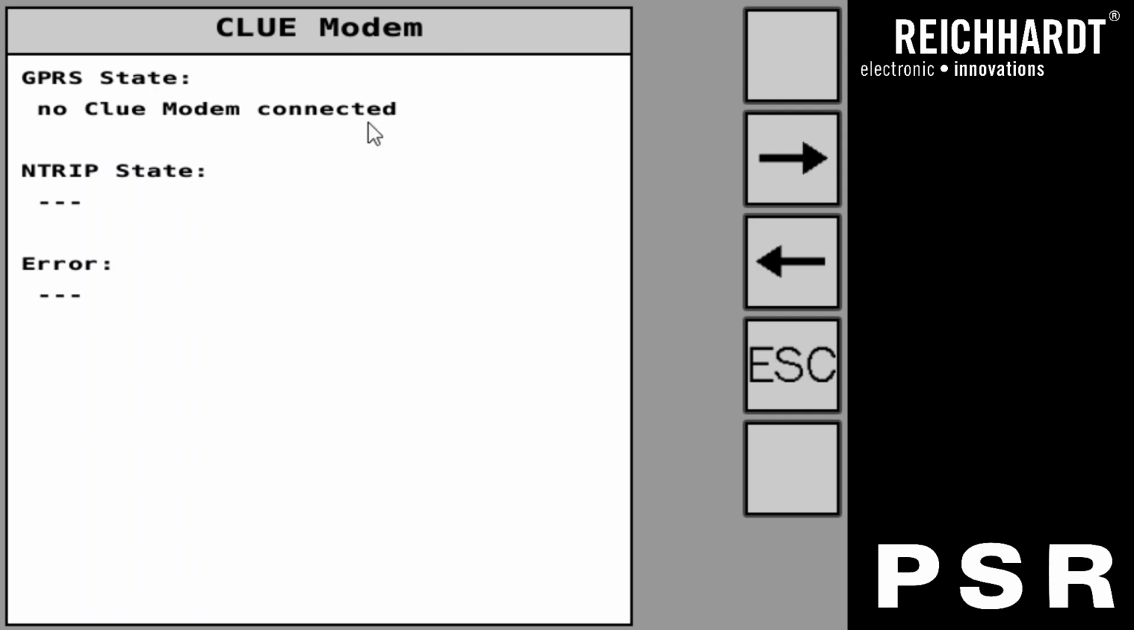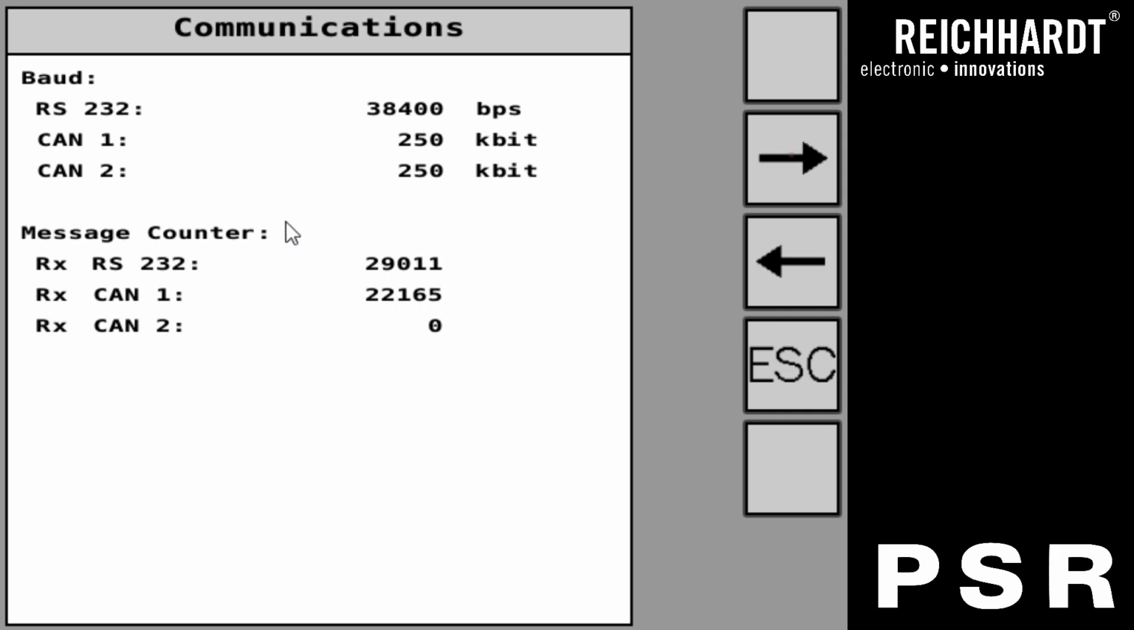On the next page it says clue modem, and this would be diagnostics for a clue modem input. We're going to go ahead and skip this section. Next page is communications, and this would be all our input settings. So our RS-232 port baud rate and our CAN buses, what's our bit rate for each CAN bus connected to our system. The really nice tool here is there's actually a message counter. It shows how many messages, and really this is kind of a heartbeat or a pulse showing we have messages coming in on GPS with our RS-232. We are seeing messages on CAN 1. We're not connected to CAN 2 and there's nothing on it.